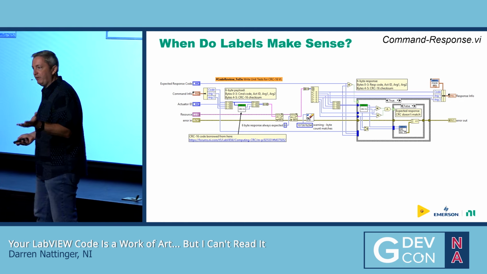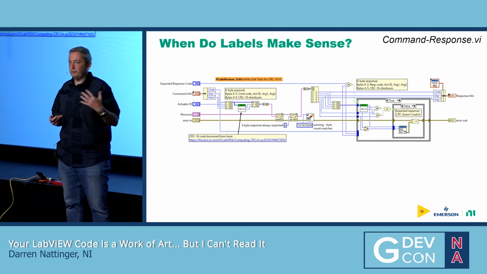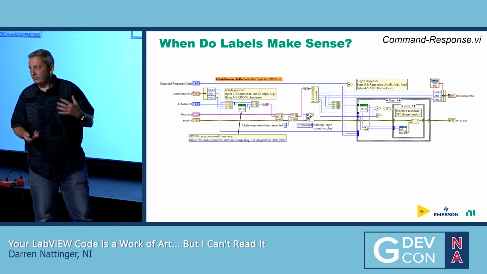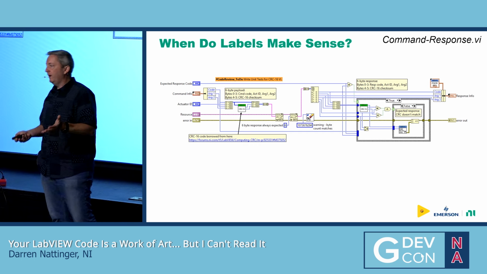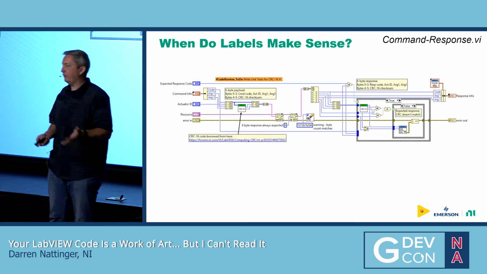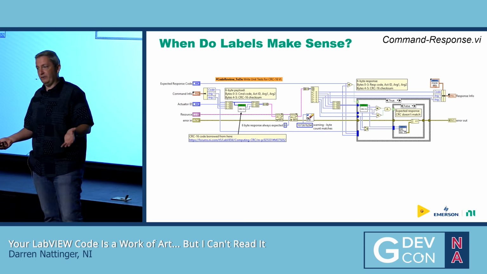If you see the name of that VI, and you see a couple of VISA functions on this block diagram, in terms of readability, it's pretty obvious what this VI is doing. I don't think I need a free label to tell you that this VI is performing command response on the VISA instrument, because the name of the VI and the context of the block diagram illustrate that.